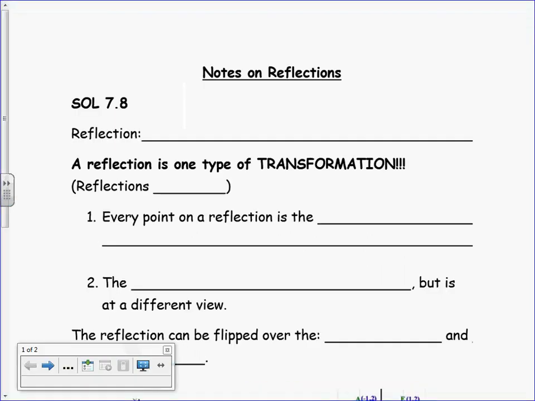Okay, today what we're going to be talking about are reflections. Reflections, in our case in 7th grade math, are flipped objects over the origin. I'm sorry, over the axis. So we're going to be flipping objects over the x or y axis. We're not going to be flipping anything else generally in 7th grade math.